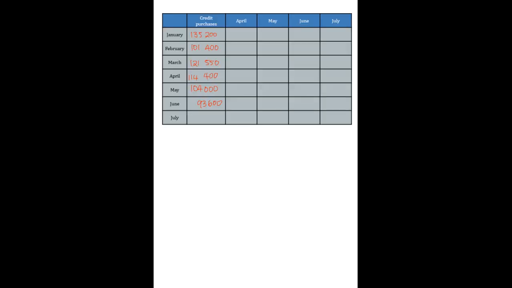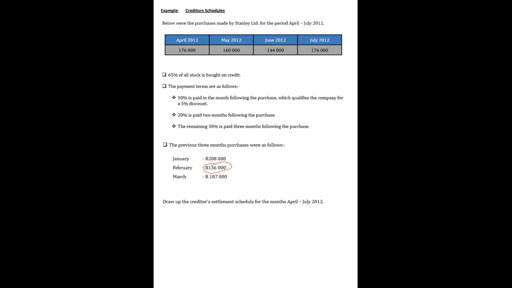Remember the explanation, the idea is that although the purchase in this case took place in January, it's possible that we would only pay our supplier in either April, May, June, or July. So we need to look at what amount would we have paid in any one of those months. So we need our schedule for this, and here's the schedule here.